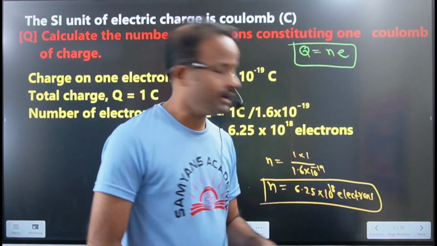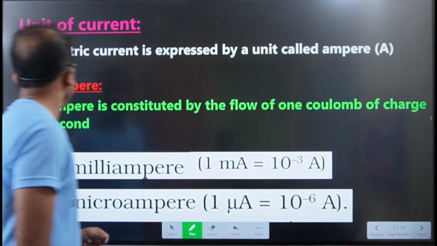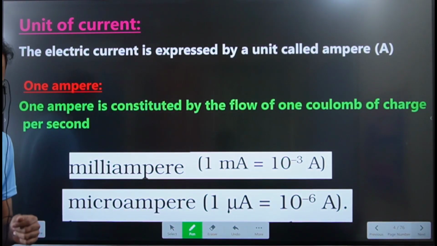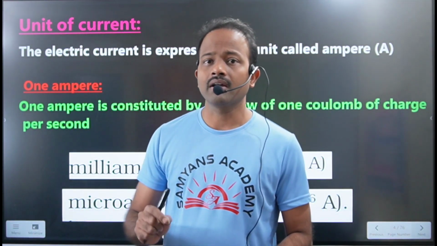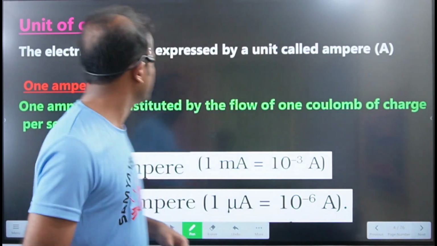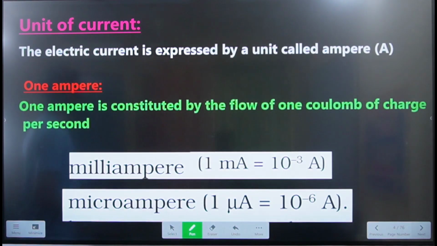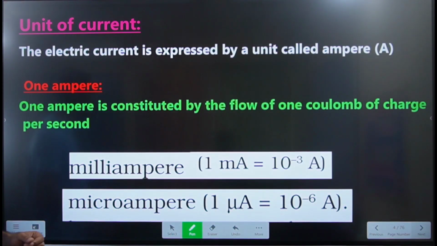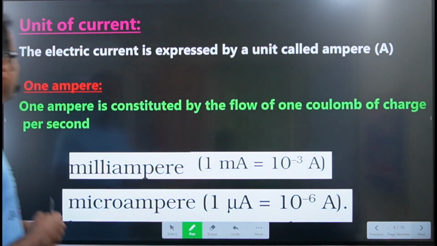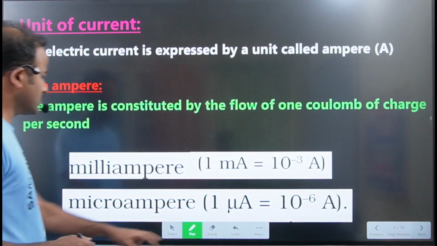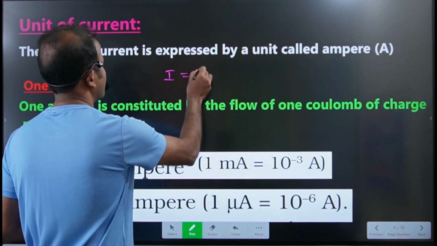Then move on to the next slide. Now you see, unit of current. Then how do you measure the unit of current? Current we measure in amperes. Electric current is expressed by the unit we call ampere. Then how do you define this ampere? Already you know the formula of the current, right? What is the current formula? Can you tell? I equal to Q by t.